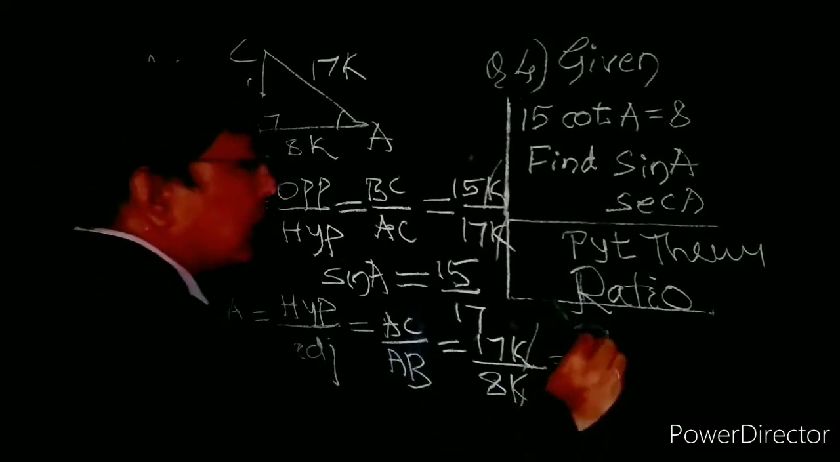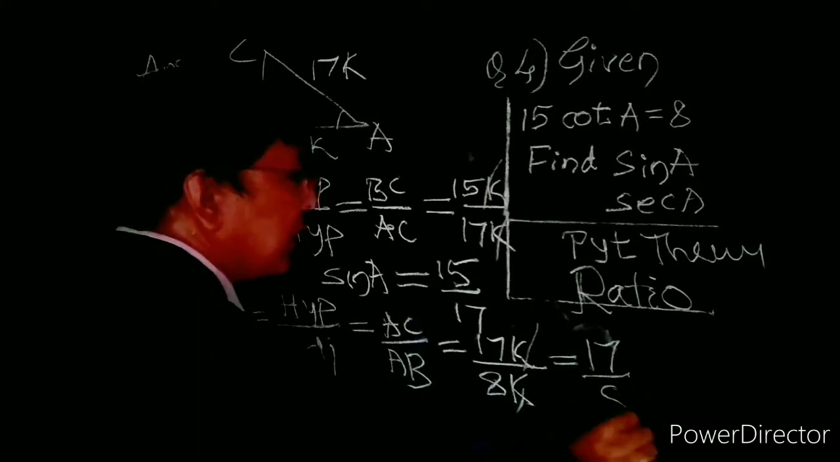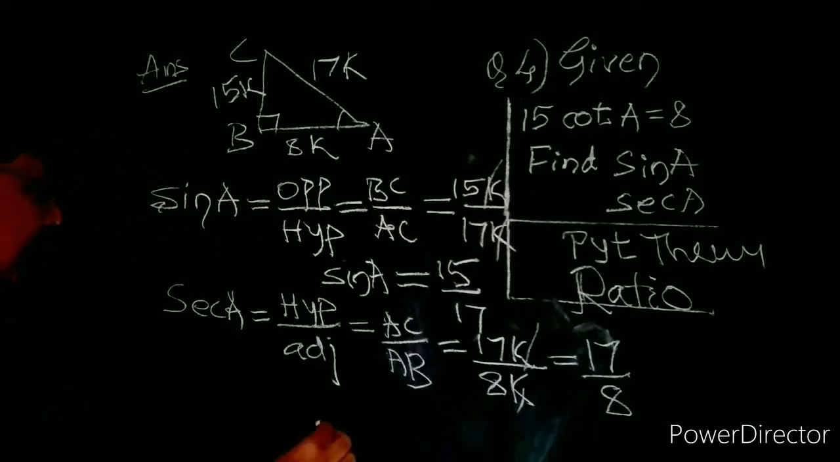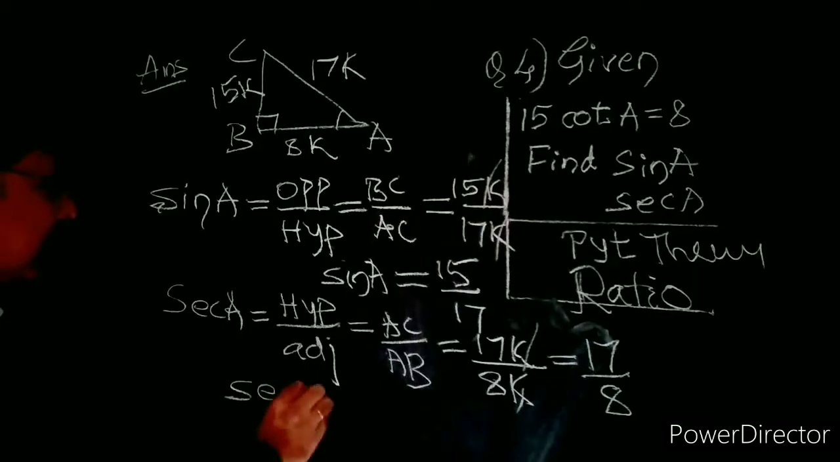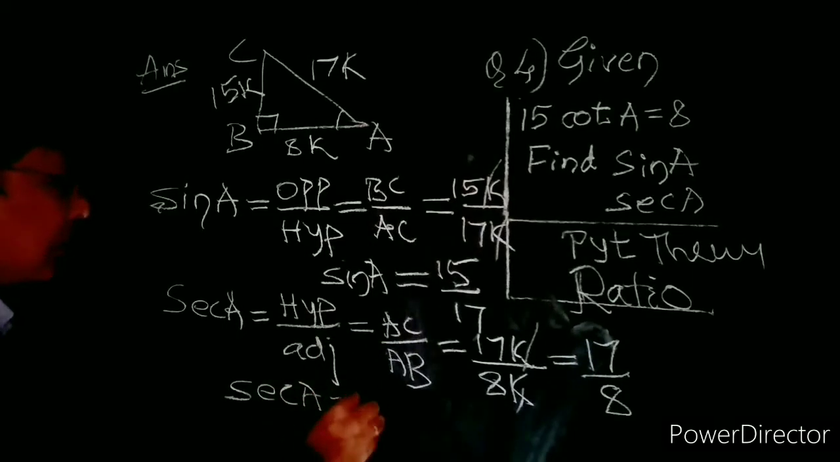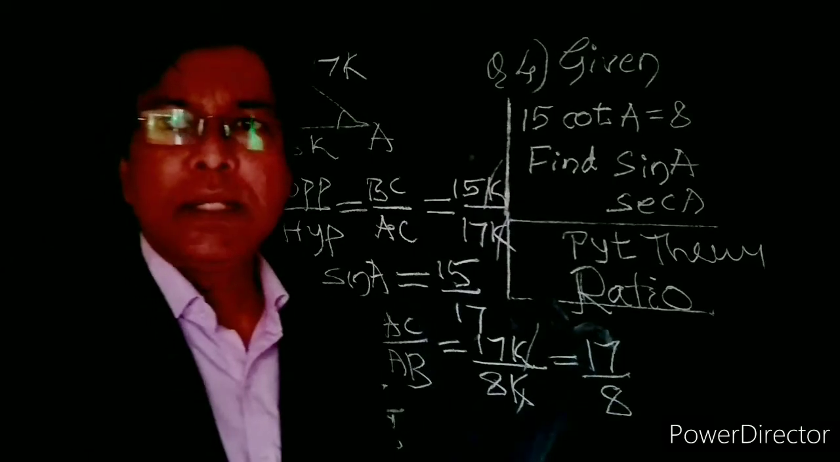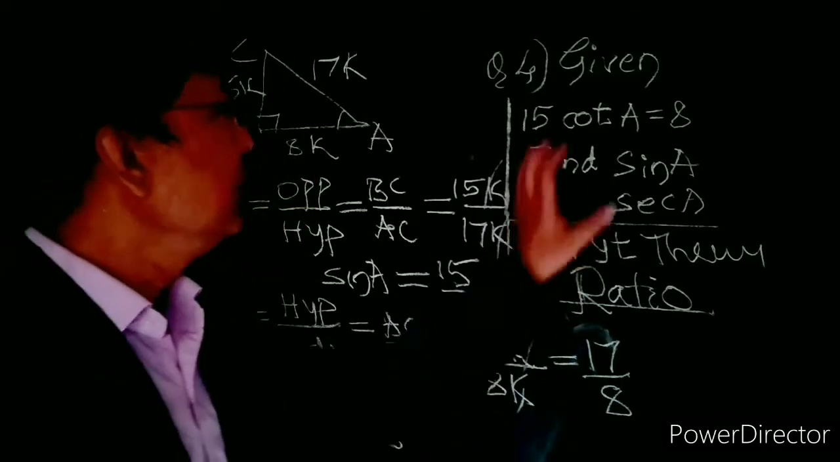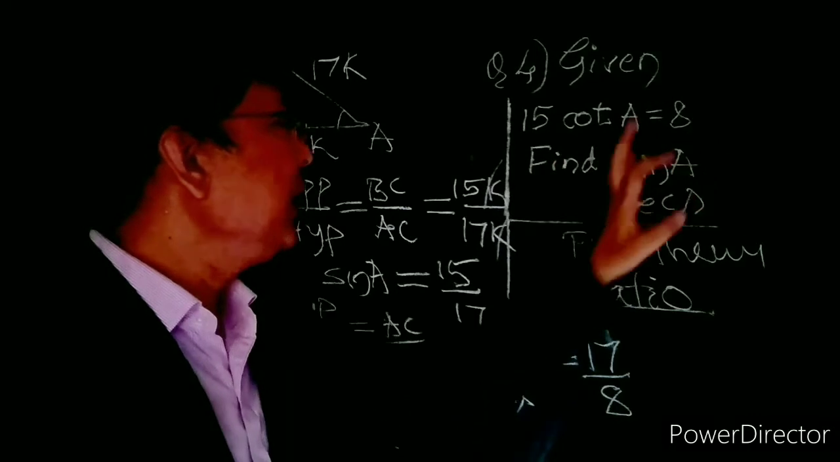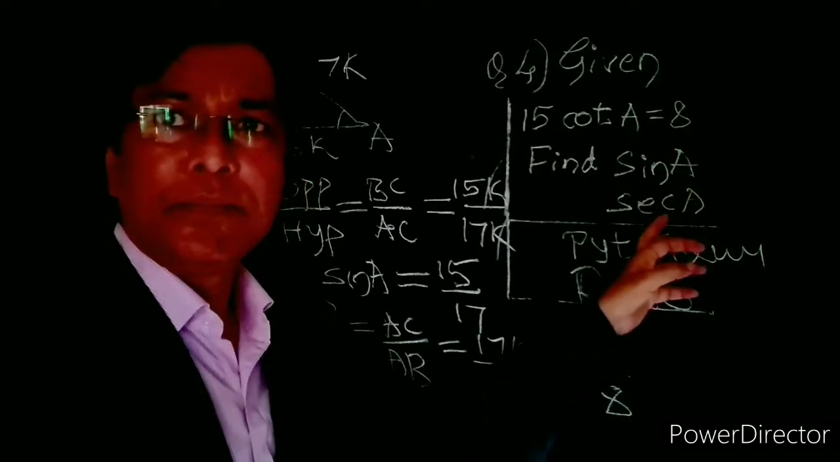KK get cancelled. 17 divided by 8. This is the value of sec A. Sec A equal to 17 divided by 8. Once again, I make a recap of this question. They have given 15 cot A equal to 8. Find sin A, sec A.